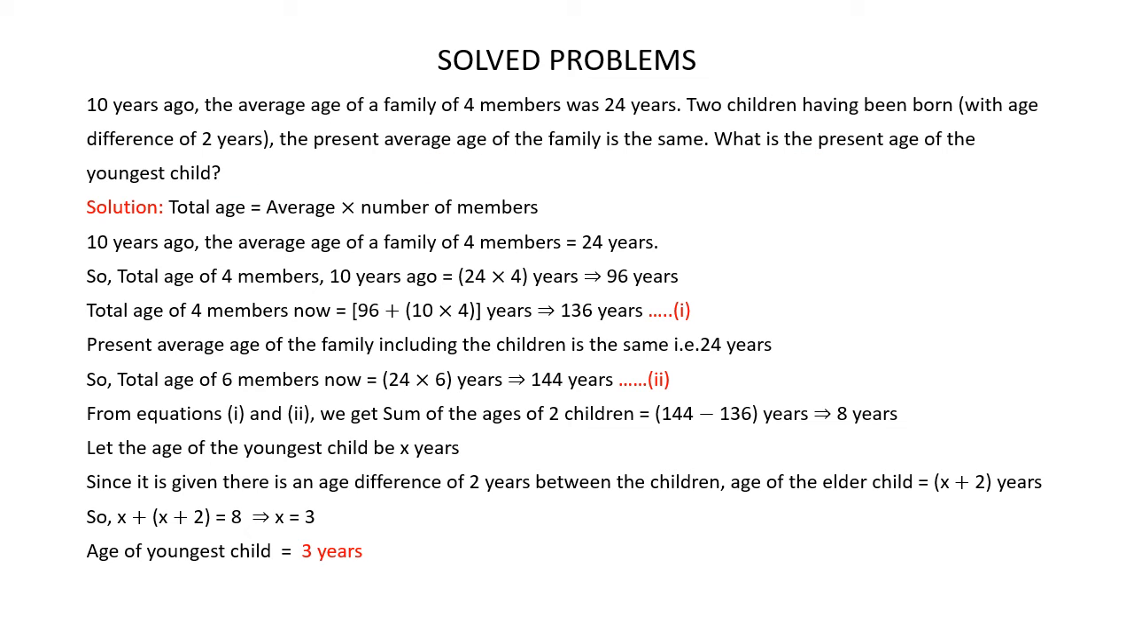So you know that the total age is equal to average multiplied by number of members. Now it's given that 10 years ago, the average age of a family of 4 members was 24 years. So total age of 4 members 10 years ago is equal to their average age 10 years ago multiplied by the number of members, which is 4 here. So 24 multiplied by 4 is 96 years.